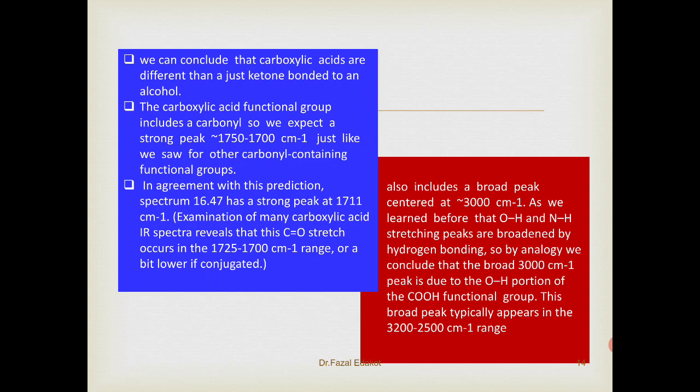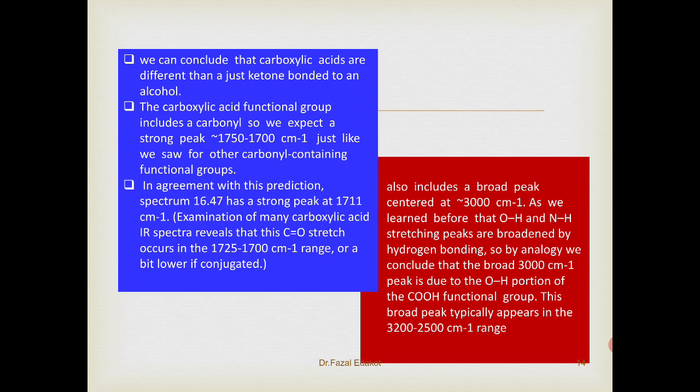The carboxylic acid functional group includes the carbonyl, so we expect a strong peak at 1750 to 1700 per centimeter. It is to be noted, only a 50 range, just like we saw for other carbonyl containing functional groups. In agreement with this prediction, the spectrum has a strong peak at 1711 per centimeter. Examination of many carboxylic acid IR spectra reveals that the CO stretch occurs in the 1755 to 1700 per centimeter range, or a bit lower if conjugated.